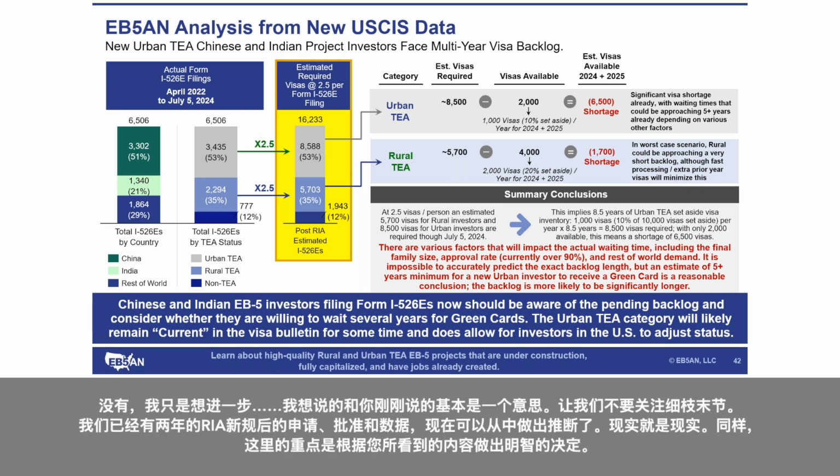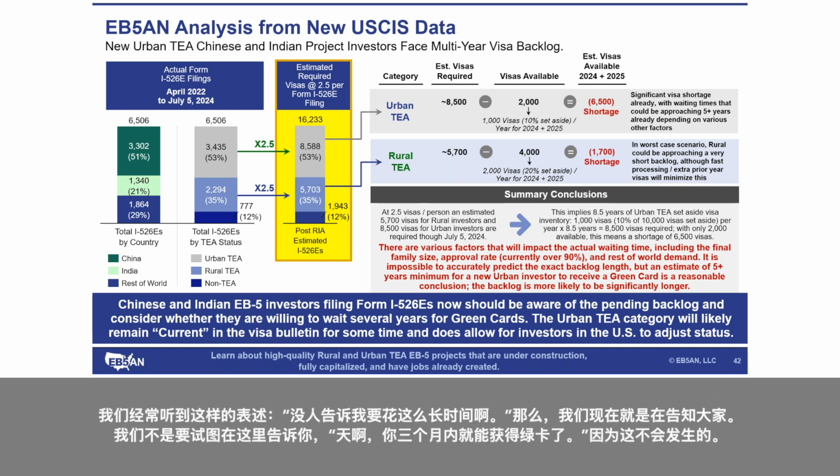No, I was basically going to repeat what you just said. Let's just put aside the fluff. We've had 2 years of RIA filings and approvals and data to now extrapolate from. The reality is the reality. And again, the point here is to make an informed decision based on what you're seeing. We hear it all the time, no one told me it was going to take this long. Well, we're telling you, all right? We're not sitting here trying to tell you, oh my God, you're going to get a green card in 3 months. It's not going to happen.